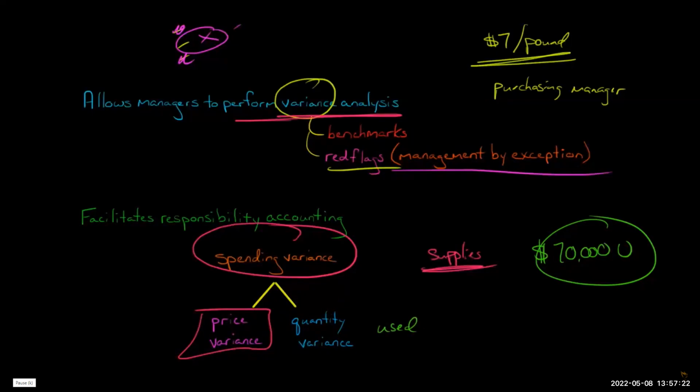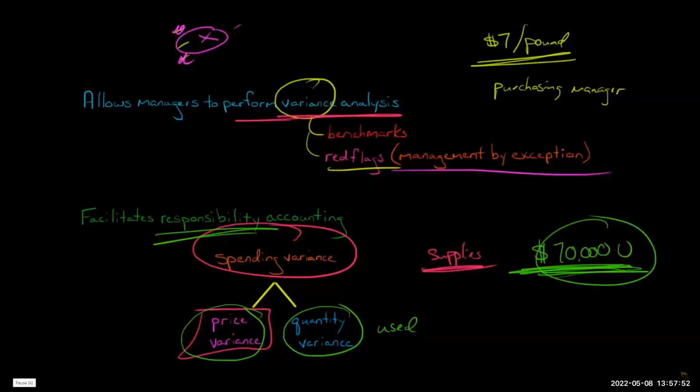Okay. Now this is very important. So first of all, it's important, obviously, just to have the variance to see, okay, there's an issue here. Why is the supplies expense so much higher than what we thought it should have been? But it's even more important to drill down and see, is it because of the price, we paid too much, or we used too much? Because with this responsibility accounting, we want to go speak with the manager who had the authority over why this 70,000 is unfavorable.